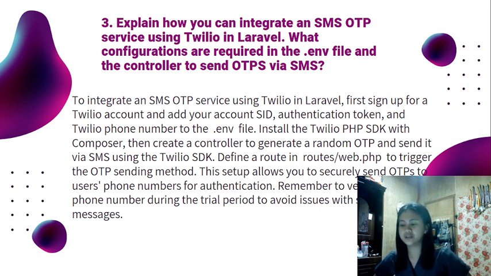Install the Twilio PHP SDK with Composer, then create a controller to generate a random OTP and send it via SMS using the Twilio SDK. So define a route in routes/web.php to trigger the OTP sending method. So this setup allows you to securely send OTPs to users' phone numbers for authentication. Remember to verify your Twilio phone number during the trial period to avoid issues with sending messages.